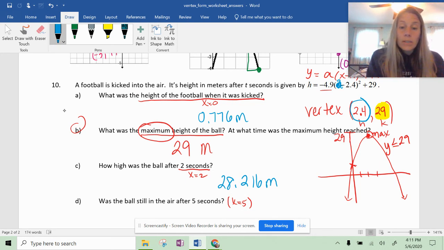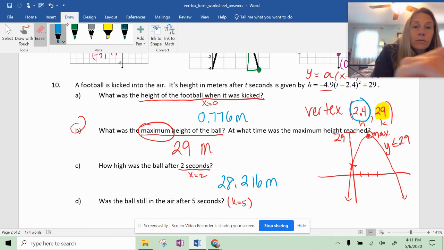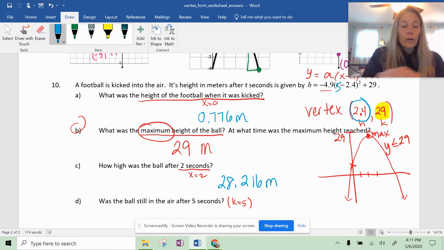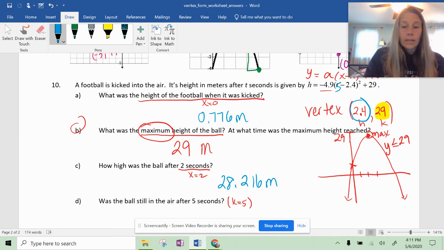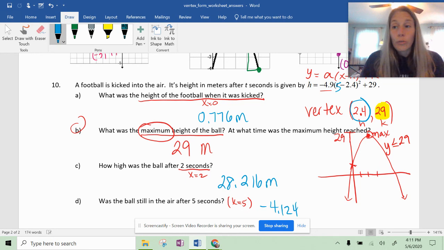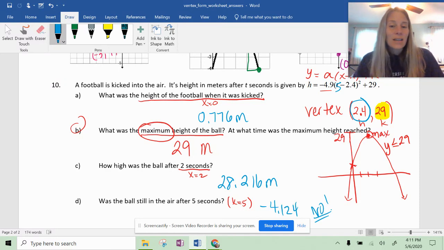And then was the ball still in the air after 5 seconds? So if I put in a 5 here now into my t, and just do it on your calculator, negative 4.9, parenthesis, 5 minus 2.4, close your parentheses, square it, plus 29, you end up with a negative 4.124. So the ground would be at level 0. So no, it was not in the air still at 5 seconds.